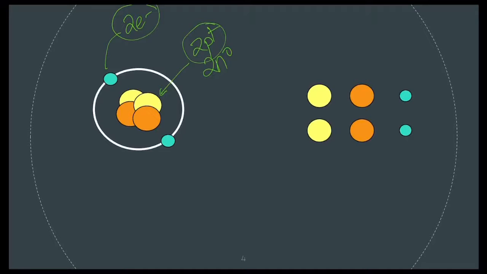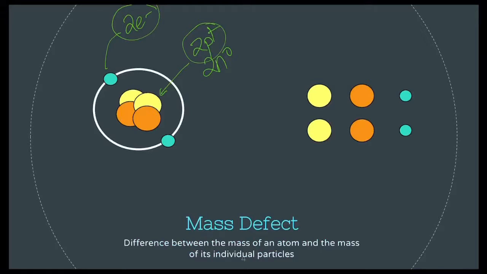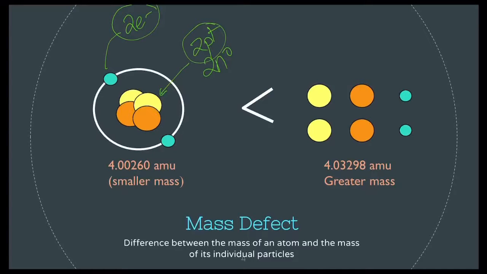So when we're examining these 2 pictures, it's important to understand that there is a difference in their masses. We call that difference the mass defect. So let's take a look at the data. On the left, the mass of the helium atom, as it's intact, is 4.00260 atomic mass units. On the right, when the subatomic particles are separated, the mass of each particle separated and then added together is 4.03298 atomic mass units. So you can see that there is a distinct difference between those numbers.